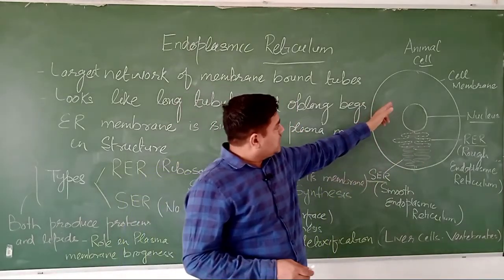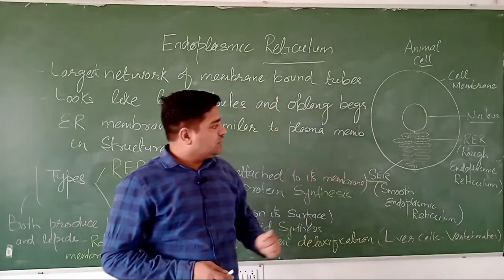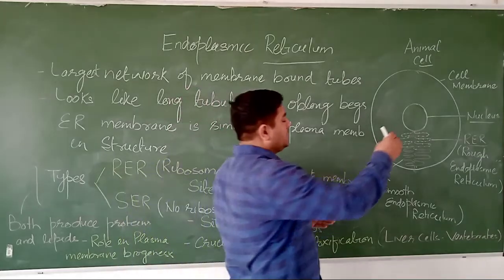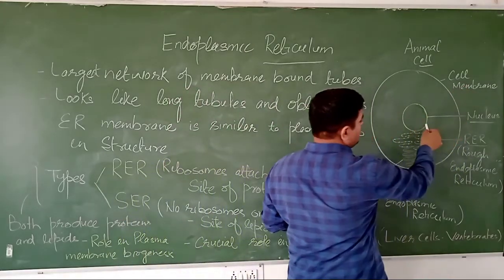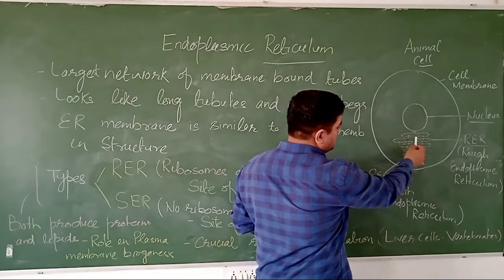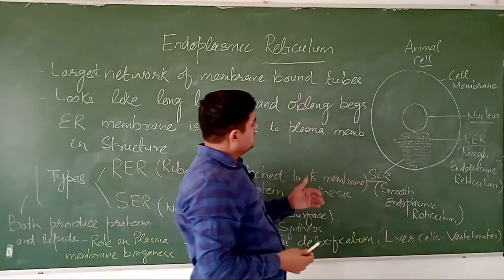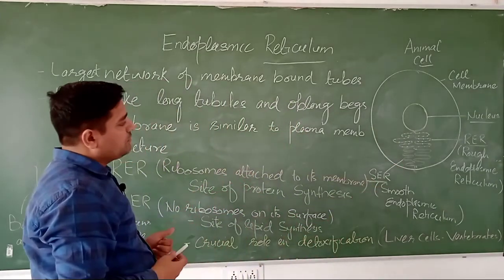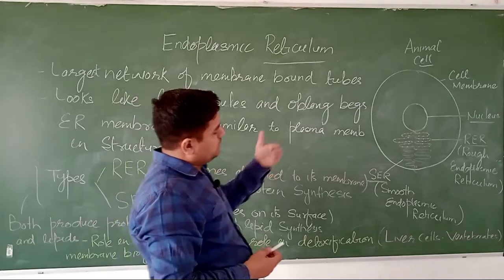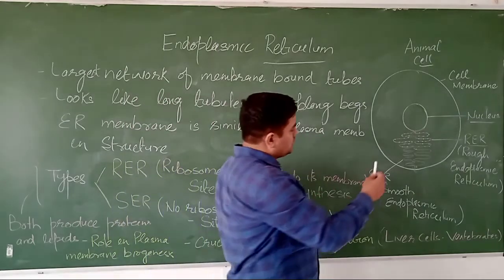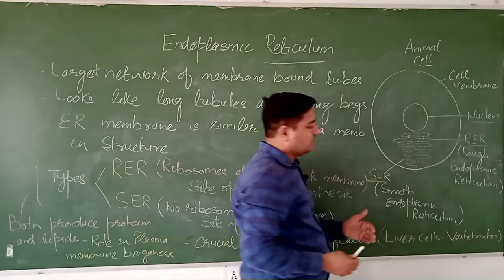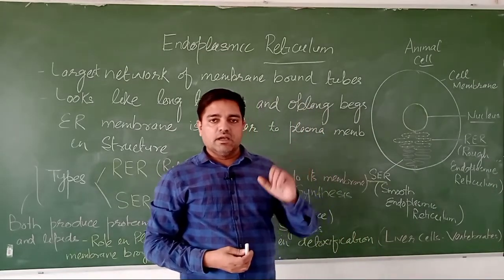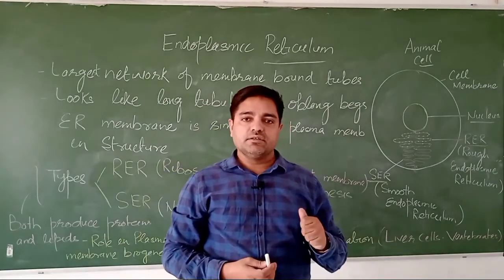It is an animal cell in which I have mentioned only a few components of the cell, like the cell membrane, the nucleus, and this largest membrane-bound tubular structure. So this tubular structure is known as the endoplasmic reticulum. Actually, the endoplasmic reticulum is the largest.